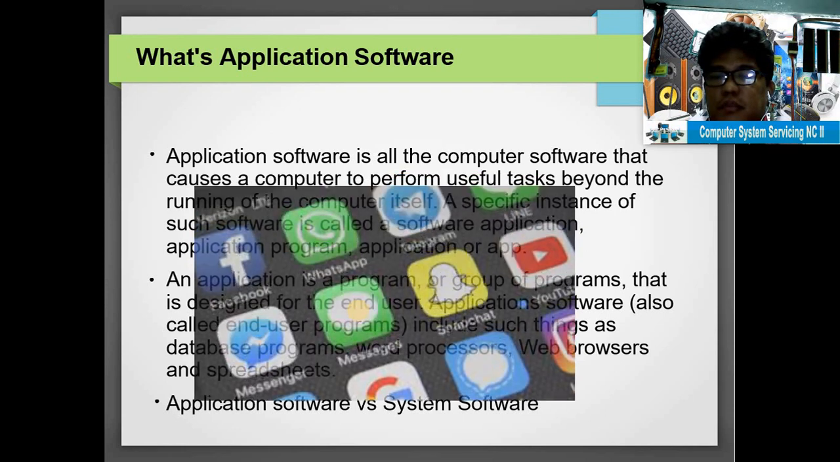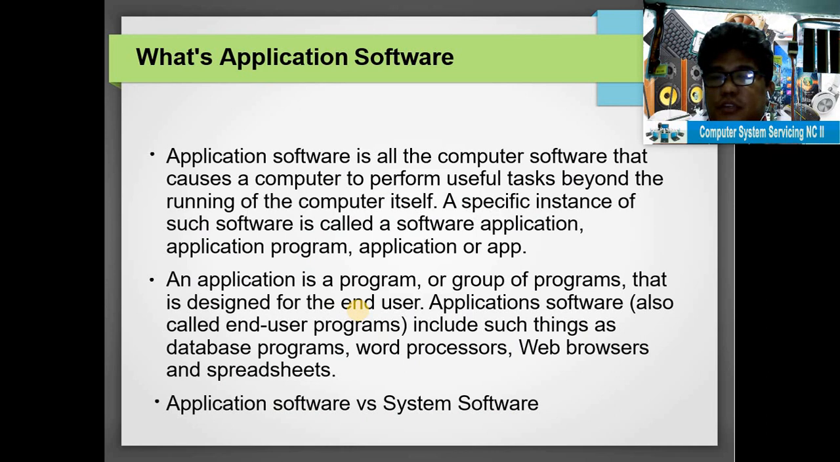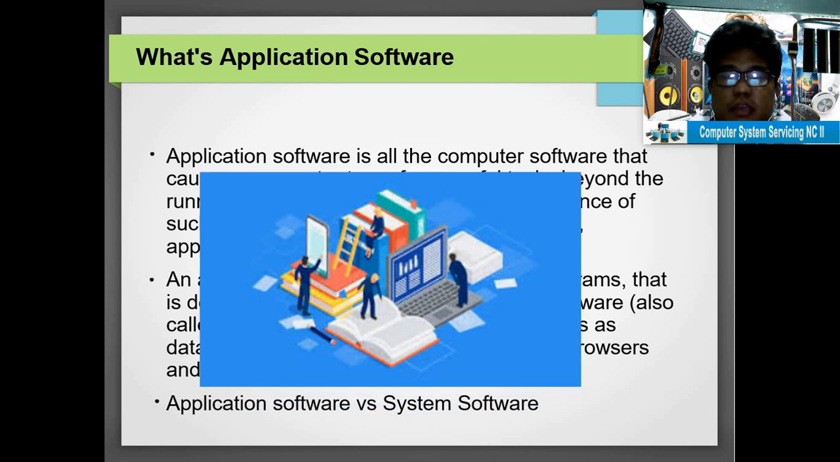Okay, then another definition of application software. Basahin ko ulit. An application is a program or a group of programs. So, yung application daw program that is designed for the end user. So, para saan daw po yung program or application? Para daw kay end user. Sino yung end user? Tayo, yung people. Yung people na merong task na gagawin, na merong job or work na gagawin.